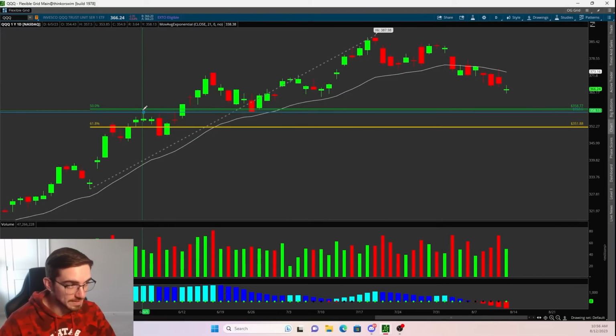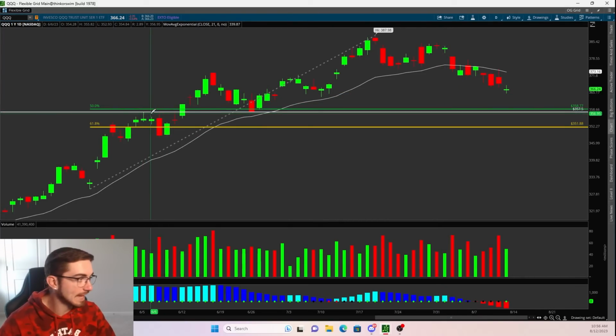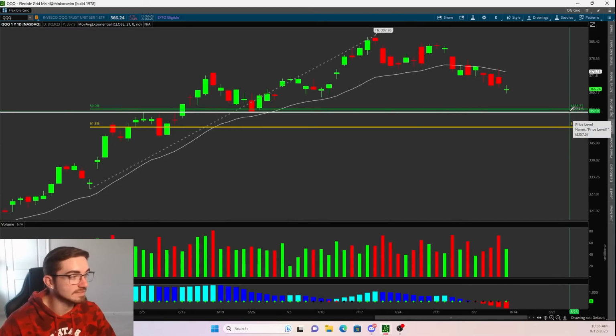Now, as far as previous resistance turns support, you can see we had this resistance point right here at 357.75. Price broke above it, made a support right here, and it continued to push. So I would actually be very interested in a bounce down towards that 358.77 all the way down to 357.5.